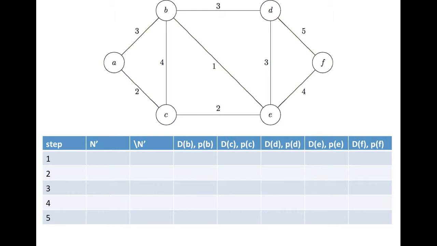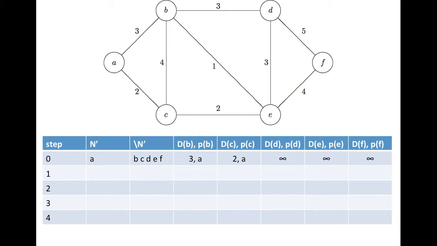Here's an example of using Dijkstra's algorithm using a graph and a table. Apply Dijkstra's algorithm to find the shortest path from node A to all the other nodes. Step 0. We start at node A, so N prime is equal to A. Next column tells us what nodes we haven't reached yet. They are B, C, D, E, F.